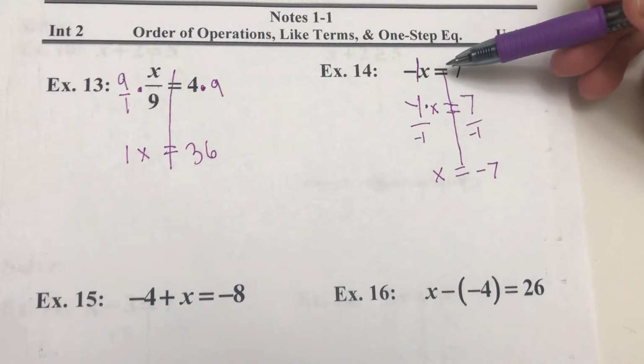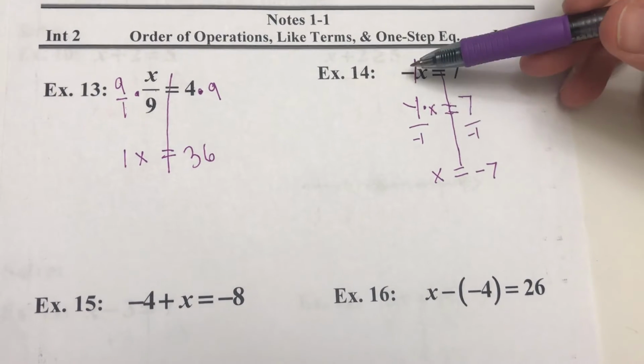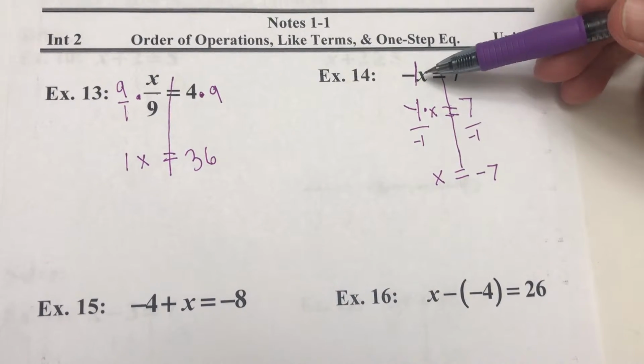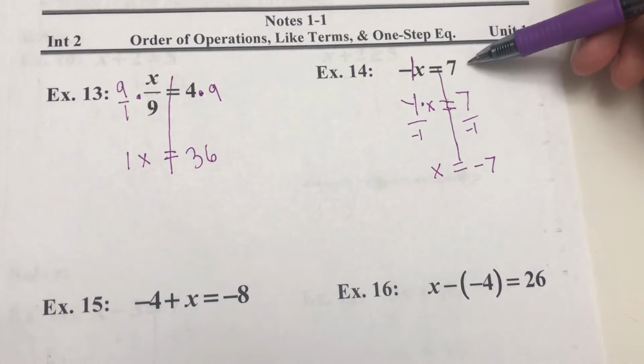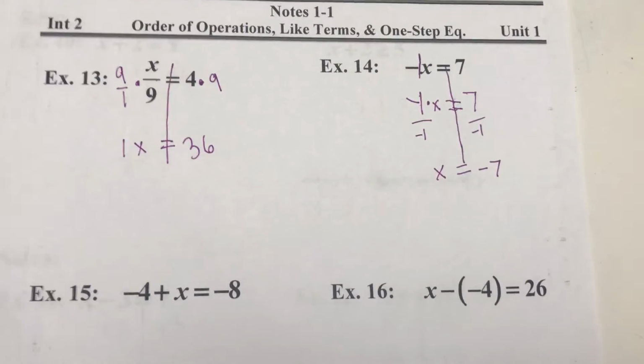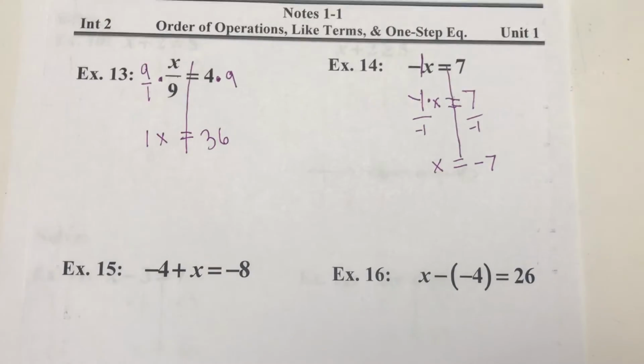We can check our solution by taking our answer and placing it back in the original equation. -1 times something had to equal 7. -1 times a -7, the two negatives create a positive, and 1 times 7 is 7. We know our answer is correct.